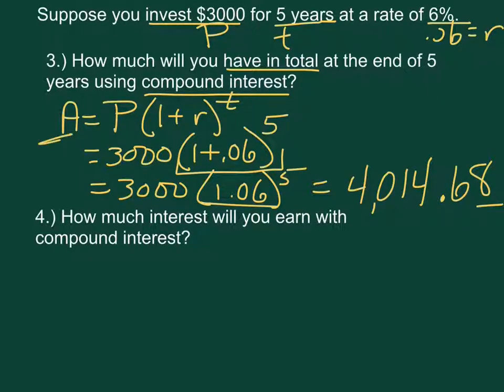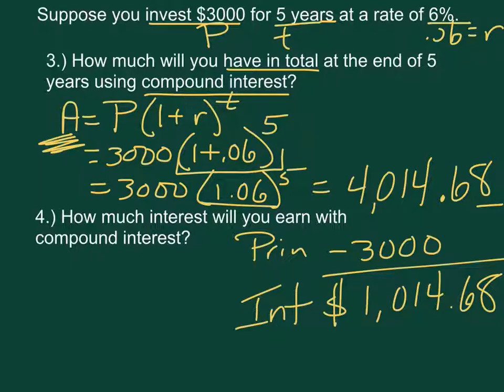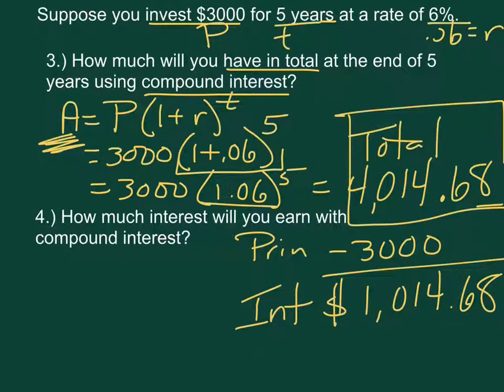Now that tells you how much you will have in all, because this is the amount. Now, how much would you earn in interest? So let's take out our principal, 3,000, so $1,014.68. So this will be the interest you earned. This is your original principal, and this is the total you'll have in the bank at the end of the time period.